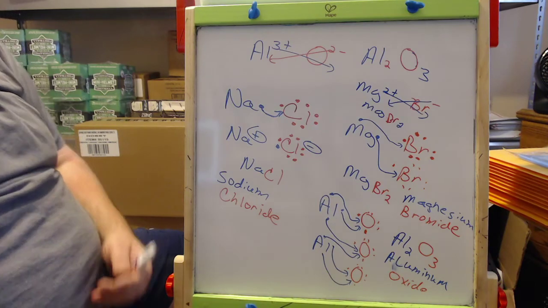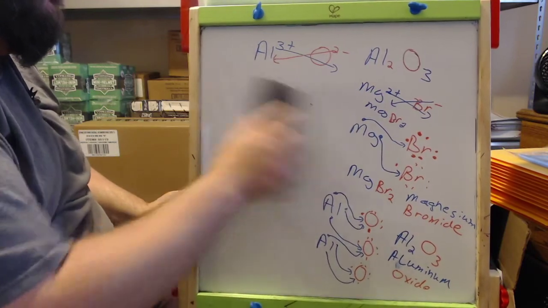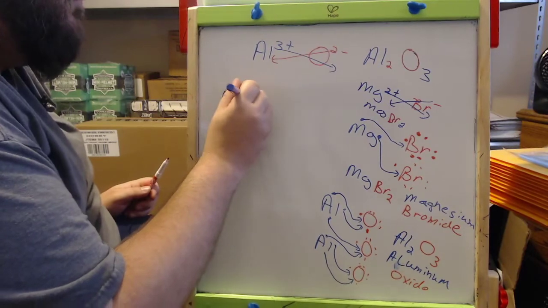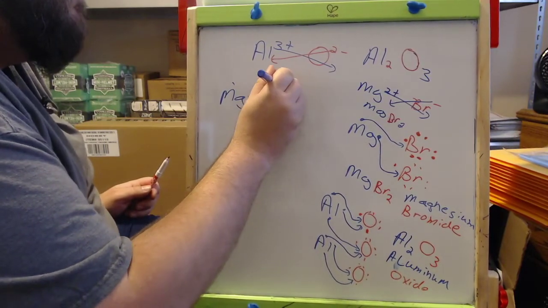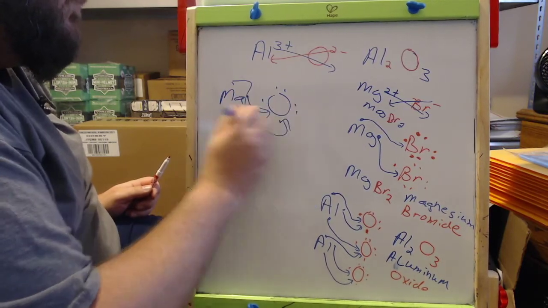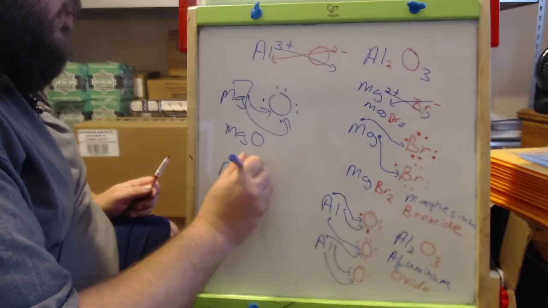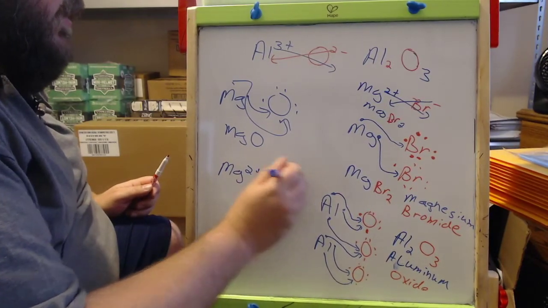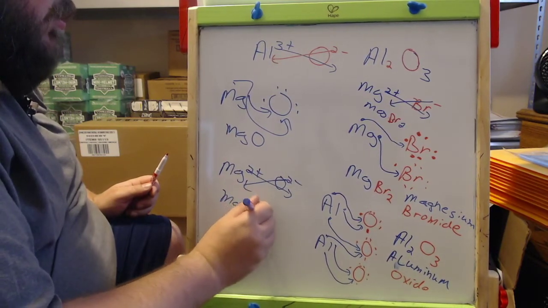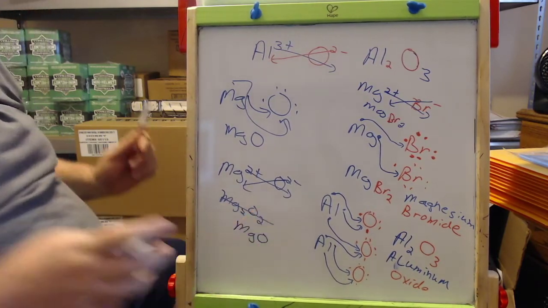So you can do the crisscross method. If they end up being the same, then you have to reduce them. For instance, magnesium bonding with oxygen goes a 1-to-1 ratio. So it's MgO. If I do the crisscross method, Mg2+ and O2-, and I crisscross, I would end up with Mg2O2. That's not right. It's MgO. You have to reduce it. Okay?